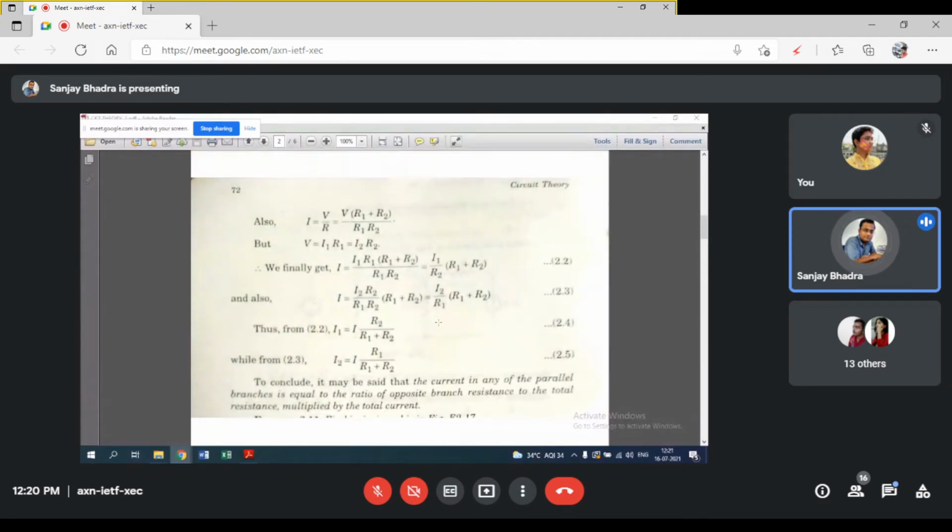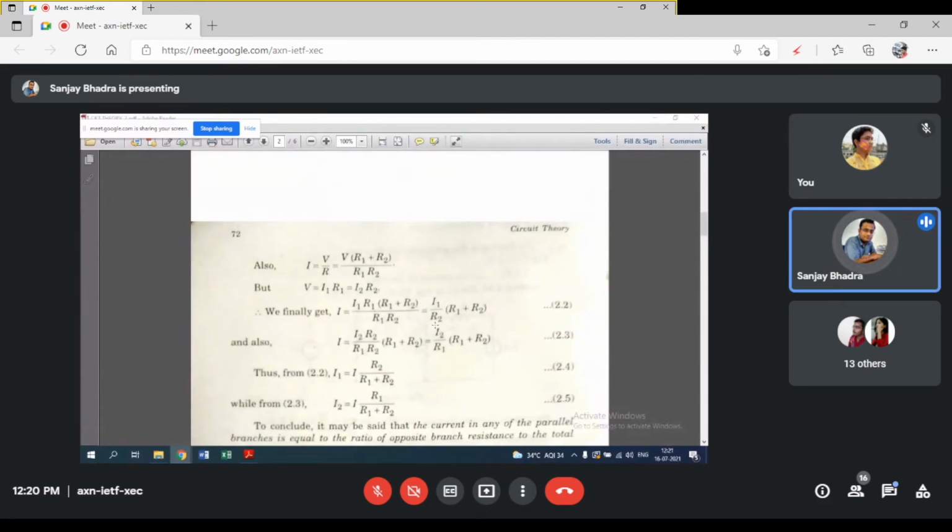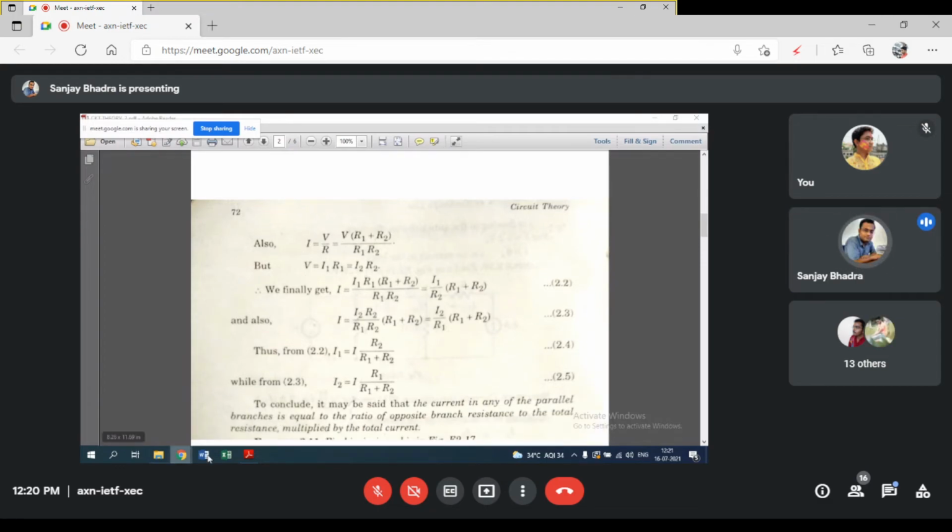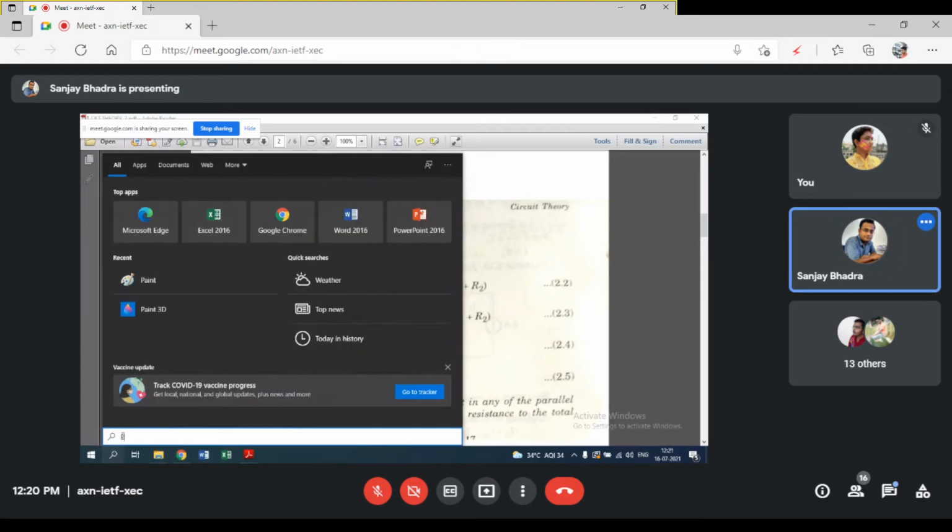Is there any difficulty with anyone as far as the formation of the formula is concerned? Is there any difficulty? Any difficulty? Yes, no? Sir, if there will be three resistances in parallel to each other... Okay, fine. Three resistances. Okay, just wait.